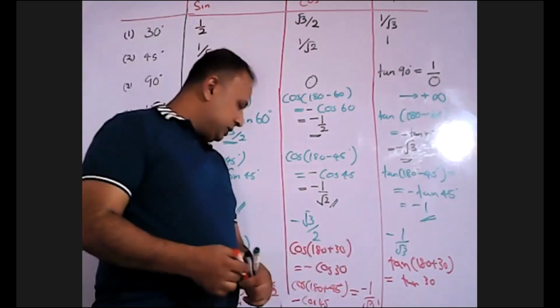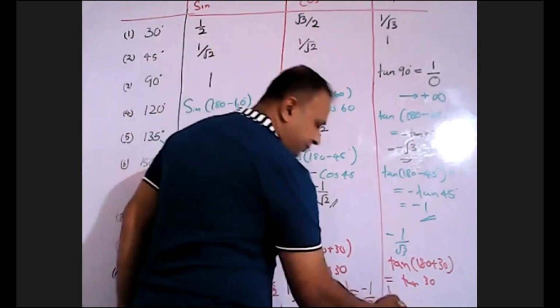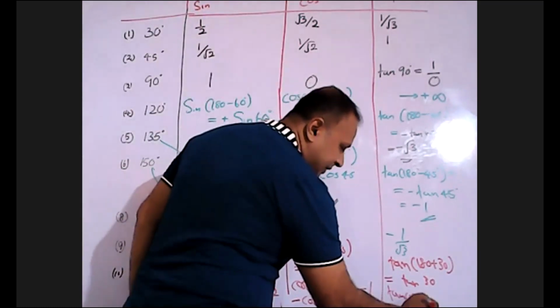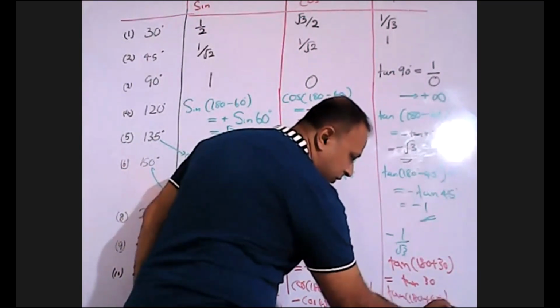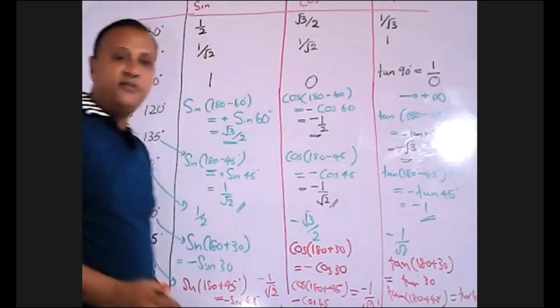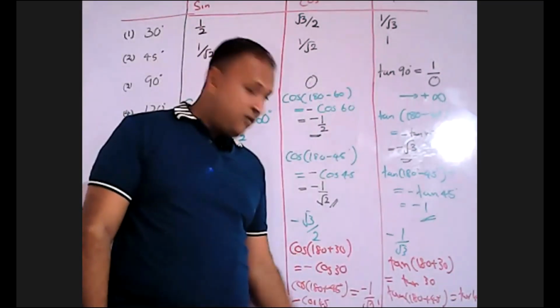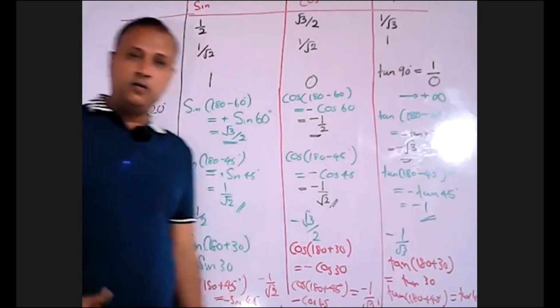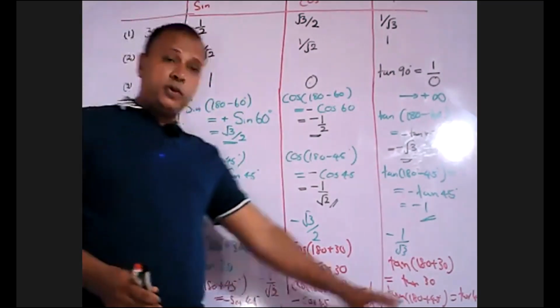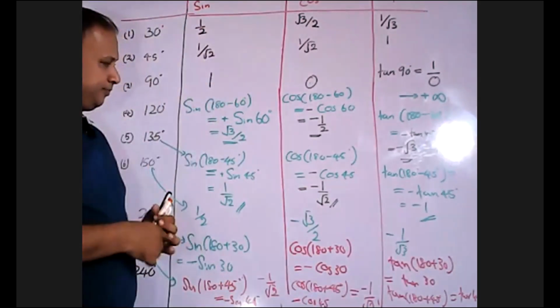Then tan 225. Tan 225 means tan of 180 plus 45. Therefore, this is equal to tan 45. Tan 45 is 1. Therefore, this is equal to 1. This is a positive value because 225 belongs to the third quadrant. Okay.